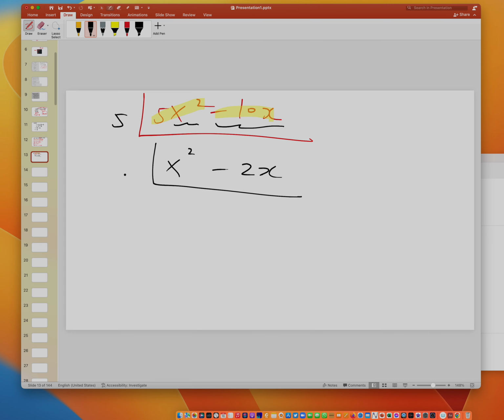What's common between these two? x. Then you take out the x, you get x here. For this one, if you take out the x, you get minus 2. Okay, good. Anything common beyond this? No more. So what's common? 5x. So 5x is common. After that, x minus 2. Does this make sense to you? Yes. Okay, so this is one way I learned from them.